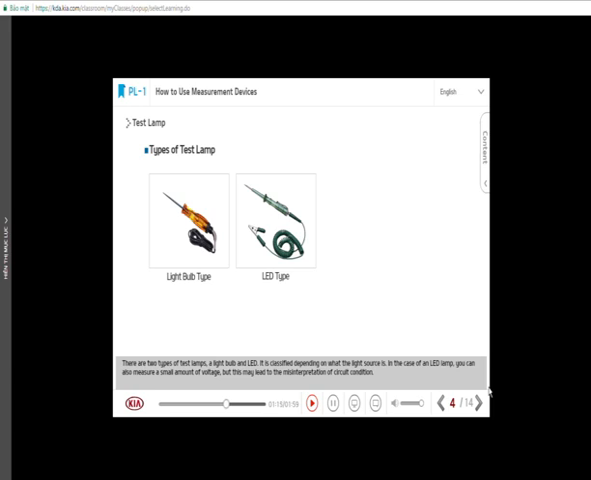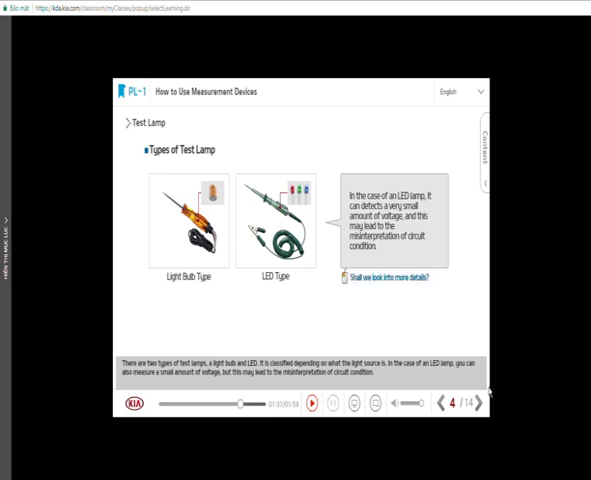There are two types of test lamps, a light bulb and LED. It is classified depending on what the light source is. In the case of an LED lamp, you can also measure a small amount of voltage, but this may lead to the misinterpretation of circuit condition.